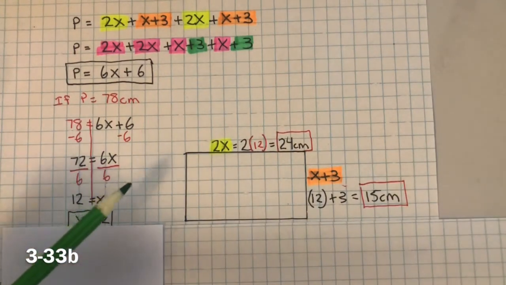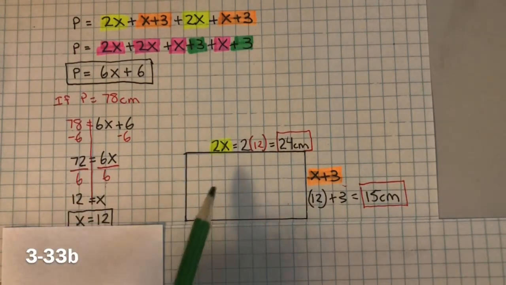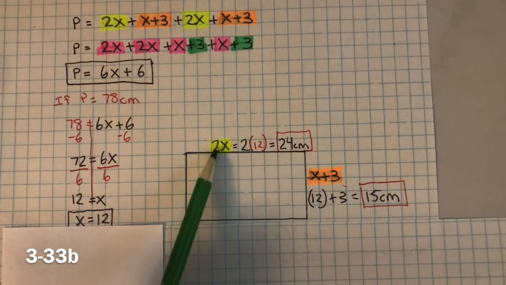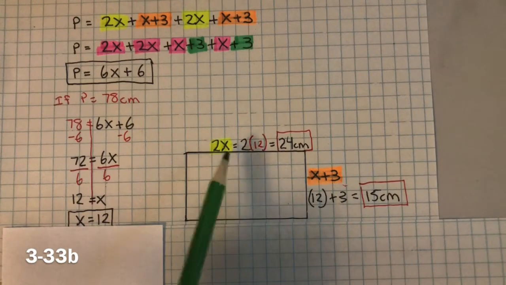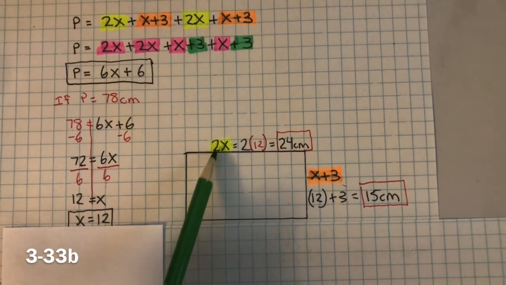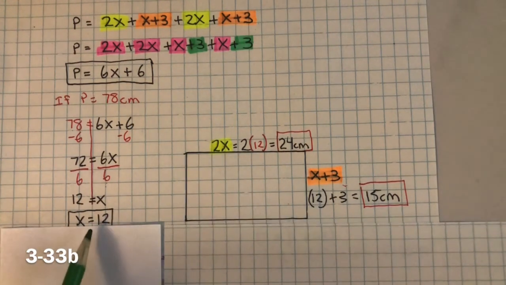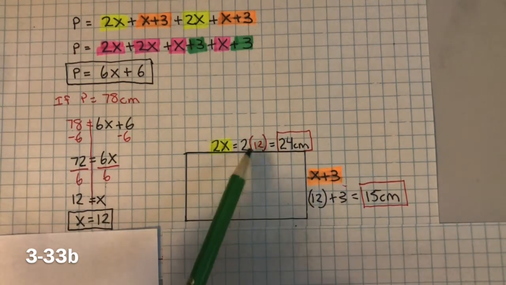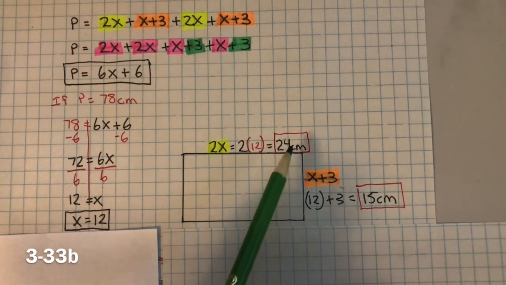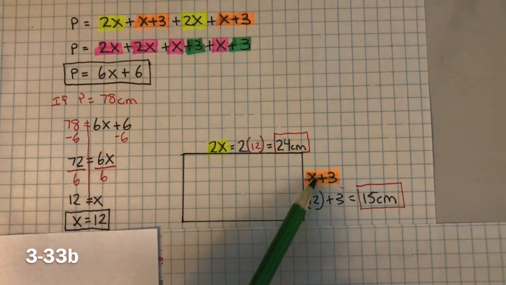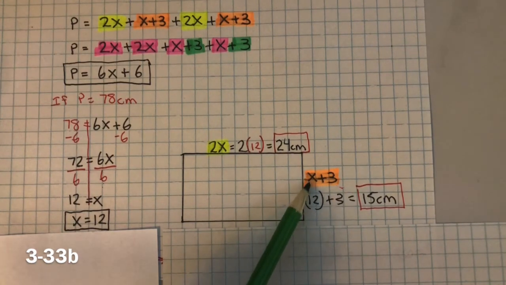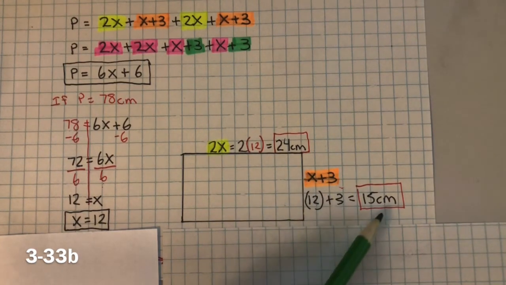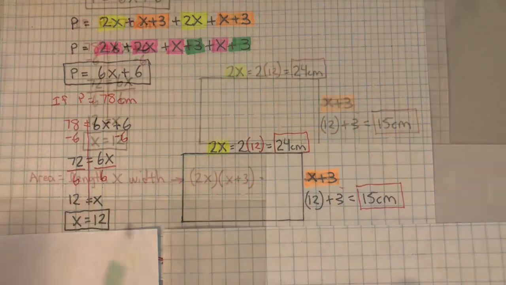Now what we can do is plug it into the terms that we had for each side. The length of this is 2x, so x equals 12, so that's 2 times 12, which is 24. The length of this side was x plus 3, so if x equals 12, 12 plus 3 is 15 centimeters.